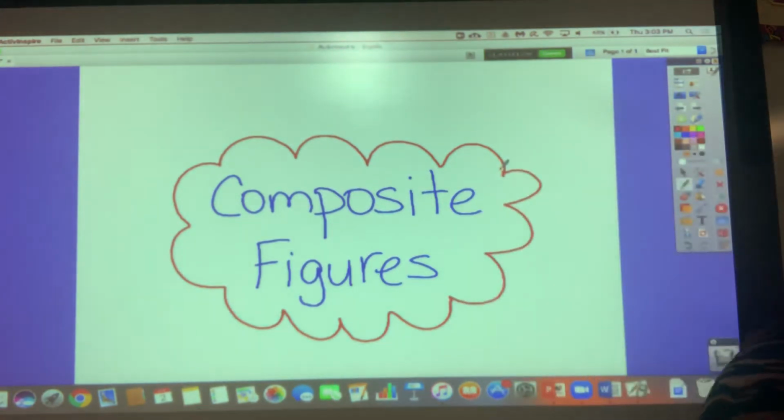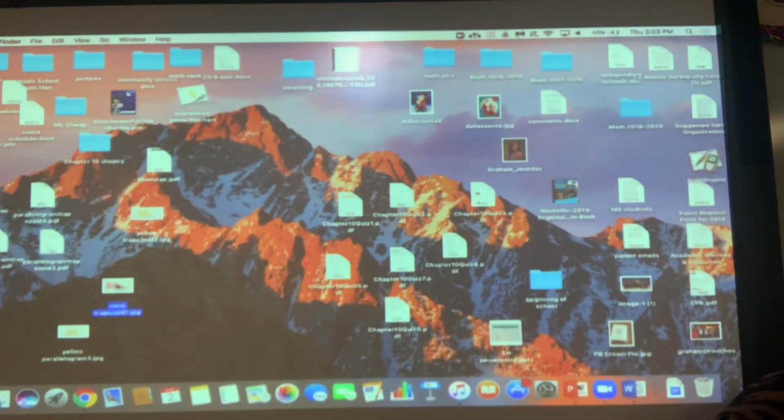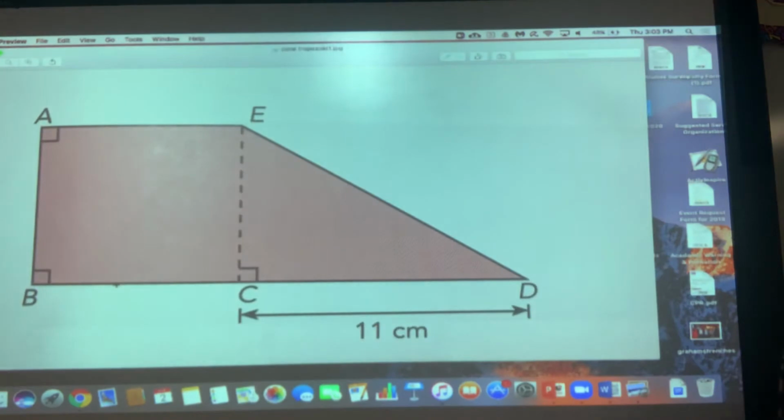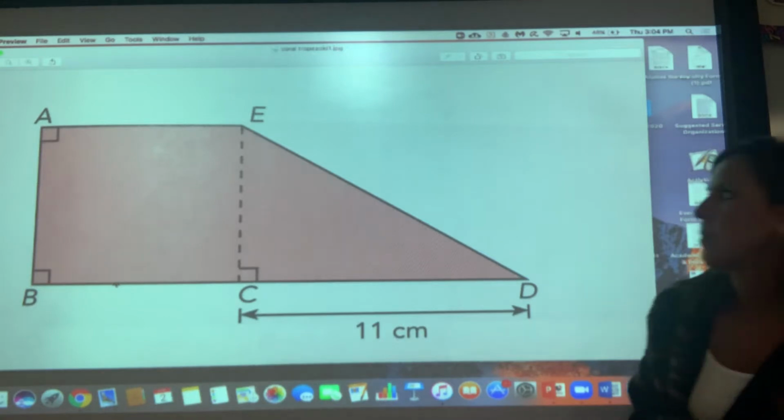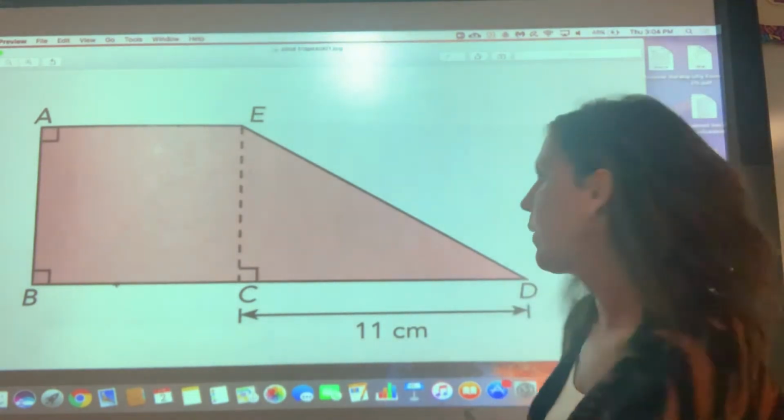Let's start by looking at a composite figure. So here we have a trapezoid. It is a trapezoid, but we can't use the trapezoid formula to find the area of it because it does not have the information we need. So it has been split into a square and a triangle, a square and a triangle.